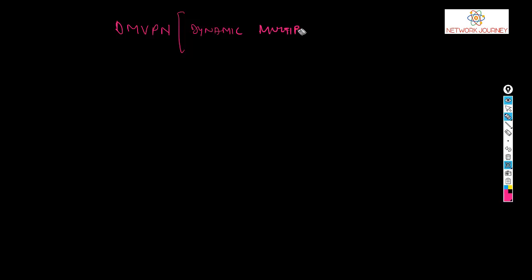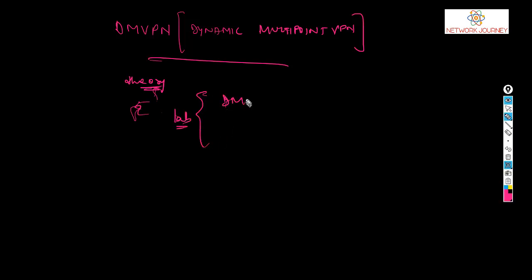Alright, so we are going through DMVPN, which is nothing but dynamic multi-point VPN. So we have covered the theoretical part yesterday, and we are gonna cover the lab today. So basically we are gonna do the basic DMVPN configuration, and then we are gonna check the phase 1.